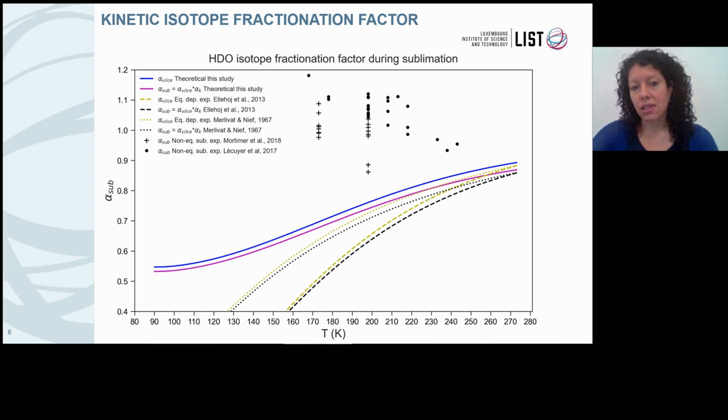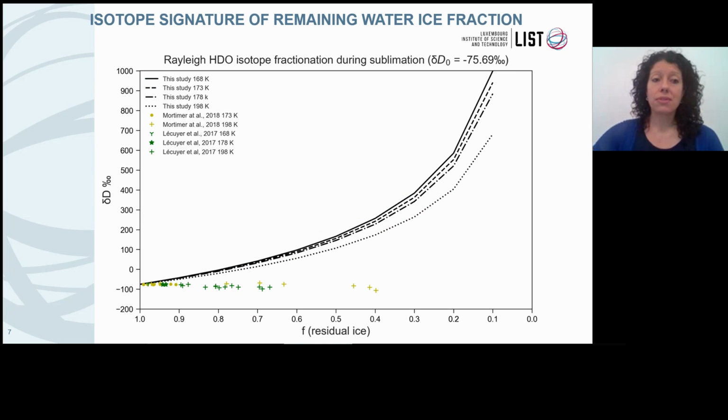Note that the others that were fit were done only for 233 kelvins, but still differ from the experimental data done by Lecuyer and Mortimer. These graphs show how the initial ice becomes fractionated with the water ice mass loss, depending on the residual ice fraction.